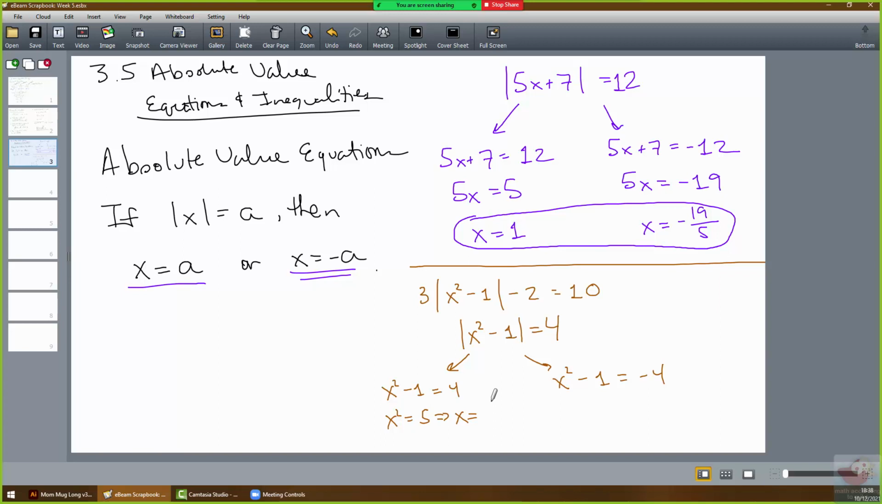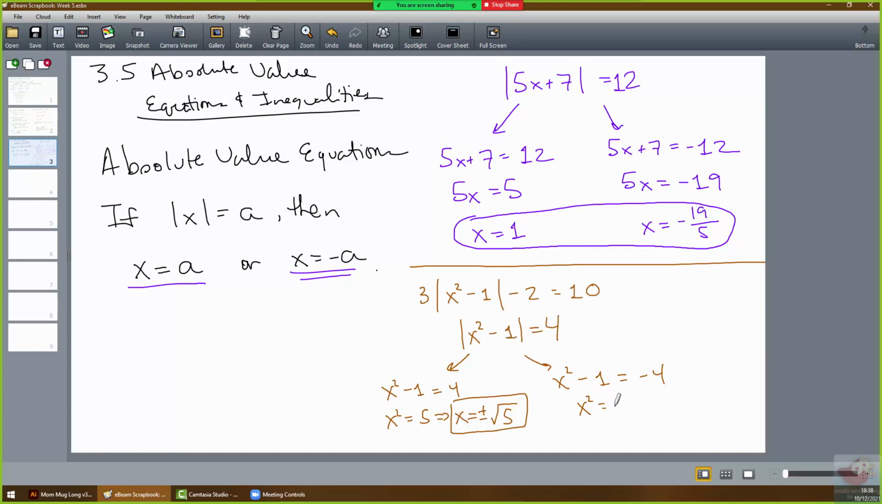Square root of 5. One more time. Plus or minus the square root of 5. There it is. So when you square root an equation, you have to include a plus or minus. Don't square both sides, so don't get 25. We have to get rid of the square by taking the square root of both sides. Good. The right side equation, same process.